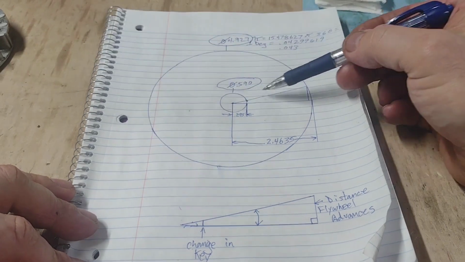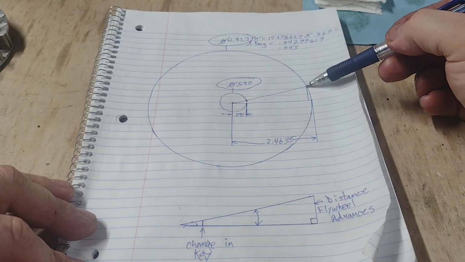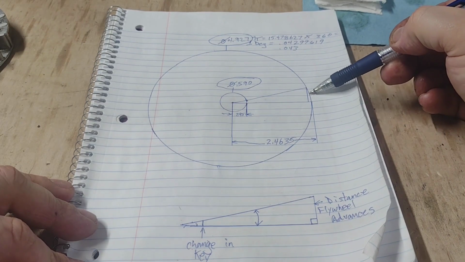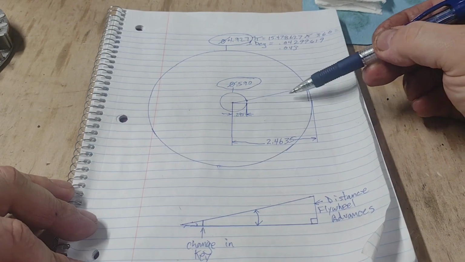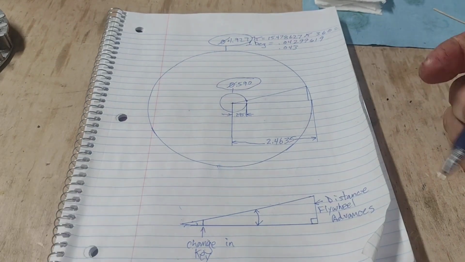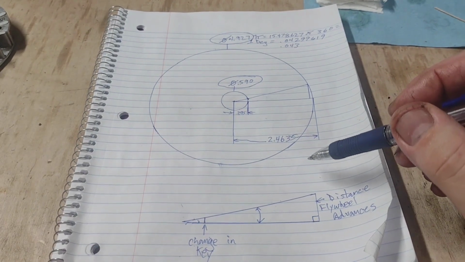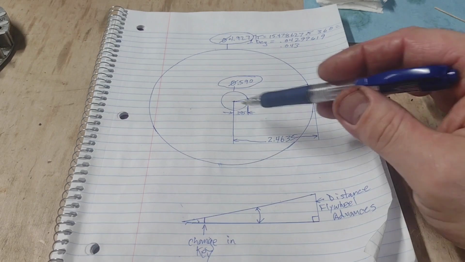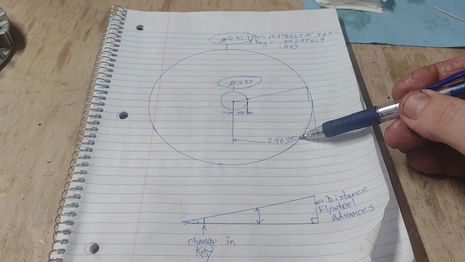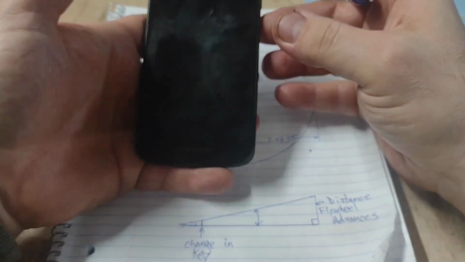Half the diameter is the radius. It's the hypotenuse of a triangle because you can see in this diagram why it's not this, because it's on an arc. This is not the dimension. This is here. So now that we know those numbers, half of that is this number here, 2.4635.